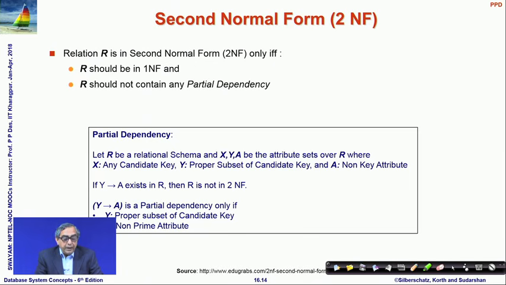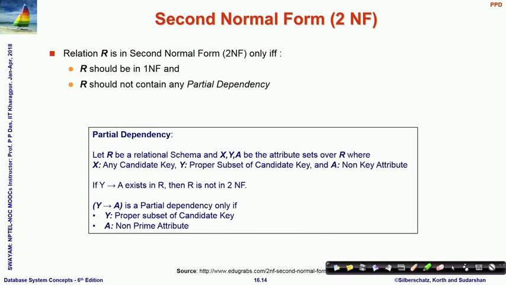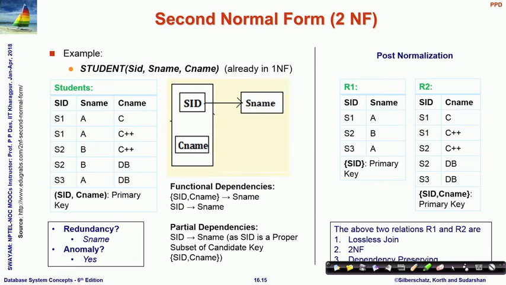Partial dependency: if Y determining A can hold in the set of functional dependencies, where Y is a proper subset of a candidate key and A is a non-prime attribute. A non-prime attribute, as we defined in the last module, is an attribute which does not feature in any of the candidate keys. So, if Y is a proper subset of a candidate key which functionally determines a non-prime attribute, then this is known as a partial dependency, and if there is a partial dependency, then the relation is not in second normal form. So, second normal form requires that the relation is in 1NF and there is no partial dependency.